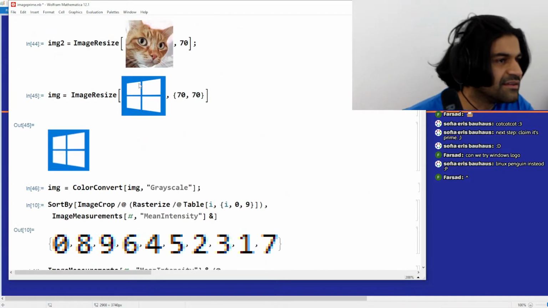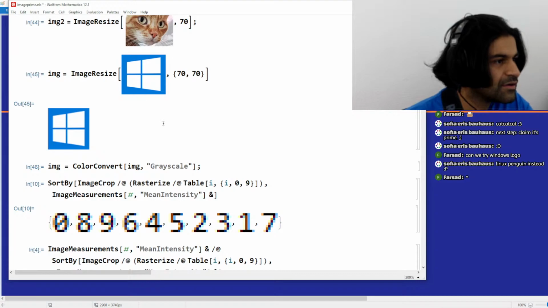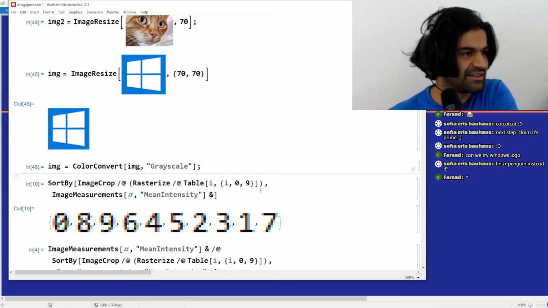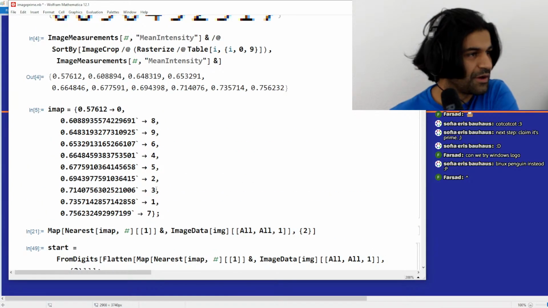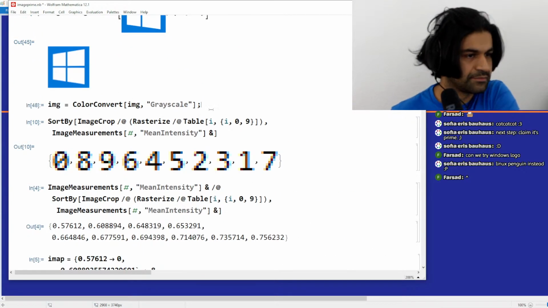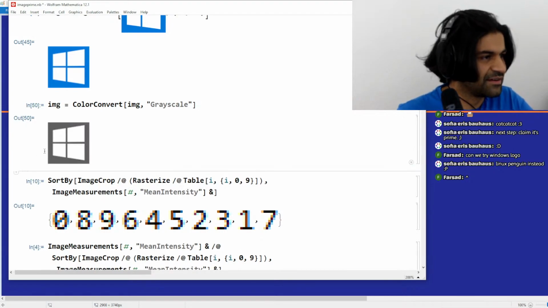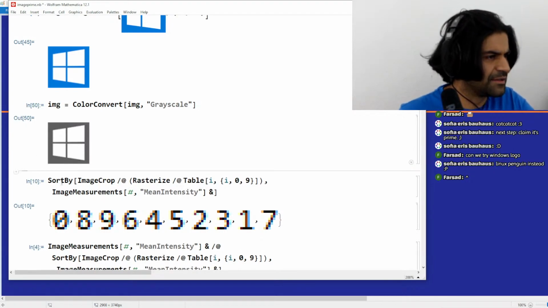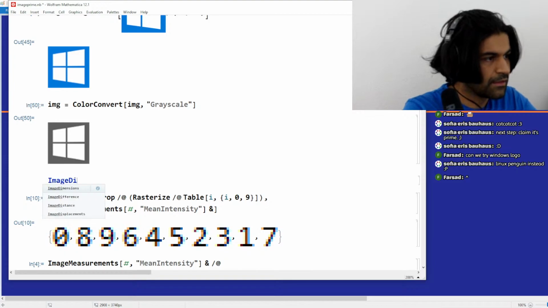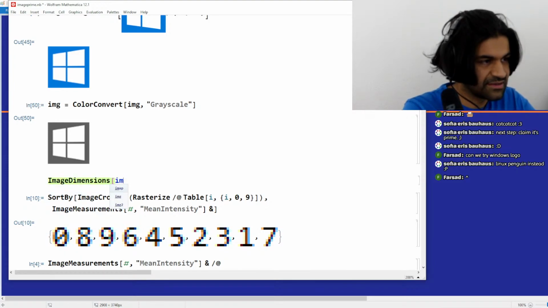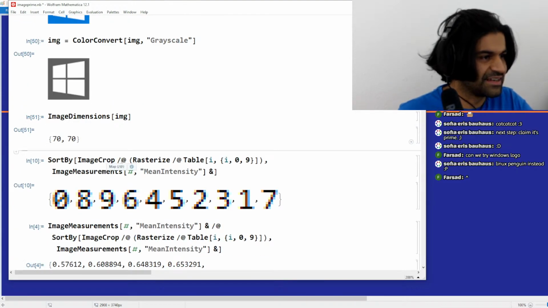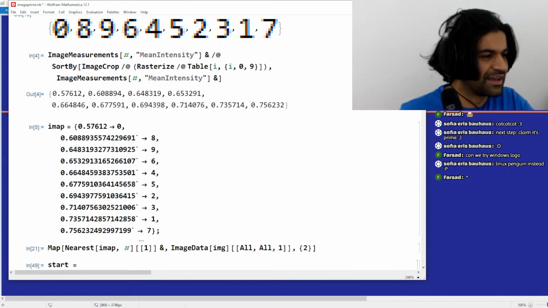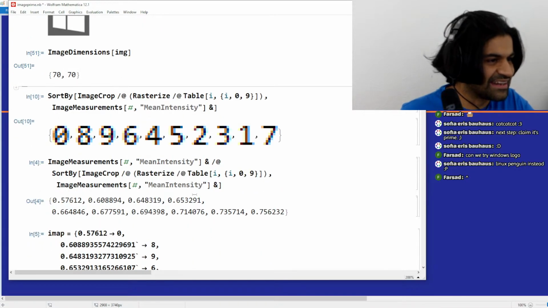What happened? Hold on. Oh, I didn't convert it to grayscale. My bad. So what now? Hold on. Make sure all these steps are good. Image dimensions of image. It is 70 by 70. That's good. Okay. This is kind of annoying. I need to edit a little bit of the code.